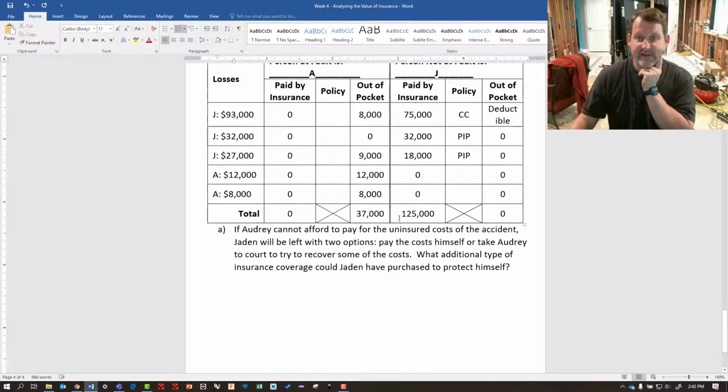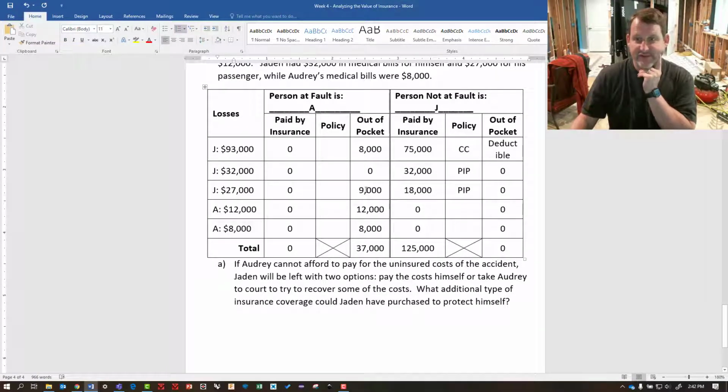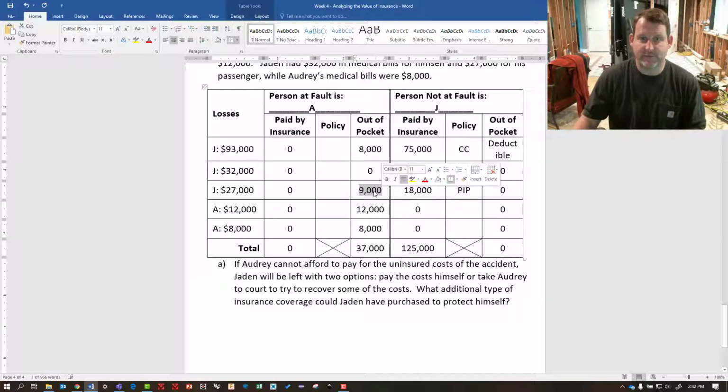So what could Jaden have done to save himself from having to try and collect this extra $9,000? He could have bought underinsured motorist protection and uninsured motorist protection. Both of those are usually pretty inexpensive because the chance of that accident happening is pretty unusual. So he could have gotten those two, and that would have paid that $9,000 that Audrey still owed out of pocket for this one. It would have taken care of that one because that's the liability insurance. And it would have taken care of this one as well. It would have taken care of everything beyond what Audrey wasn't able to pay.